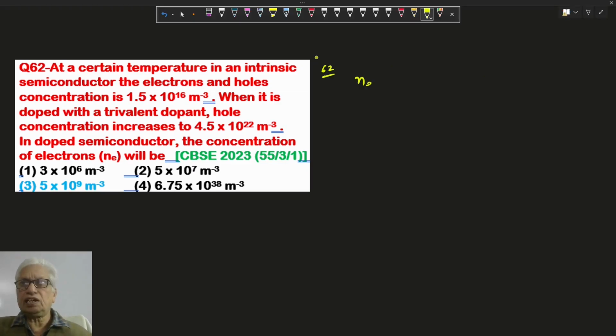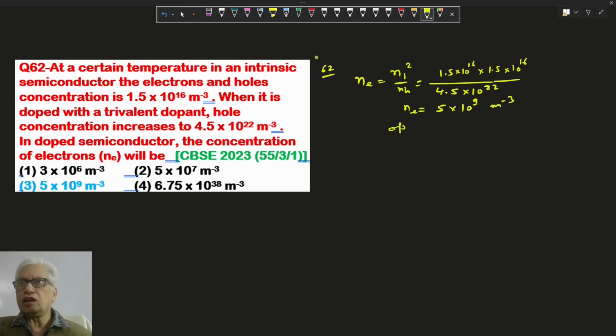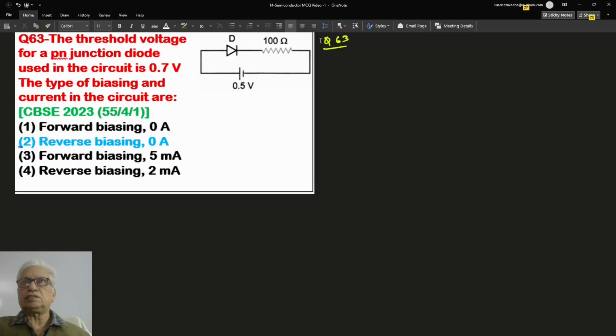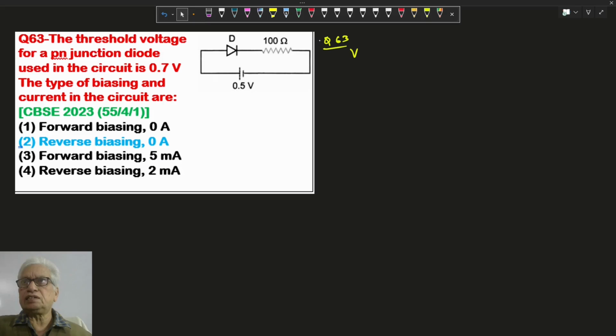Hello, here Ne equals Ni squared upon Nh, which is given here. This is 4.5 into 10 to the power 22 as the hole concentration, and intrinsic means 1.5 into 10 to the power 16. Solving here, Ne comes 5 into 10 to the power 9 per meter cube. Option 3 is correct.